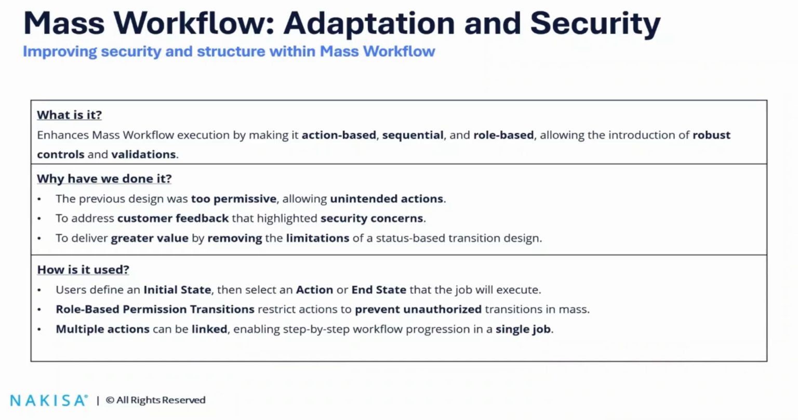So as you saw on the UI, the user now has multiple actions that can be linked, enabling step-by-step workflow progression in a single job, and the accountant will be able to verify and validate financial information before the object changes its status to the final state.